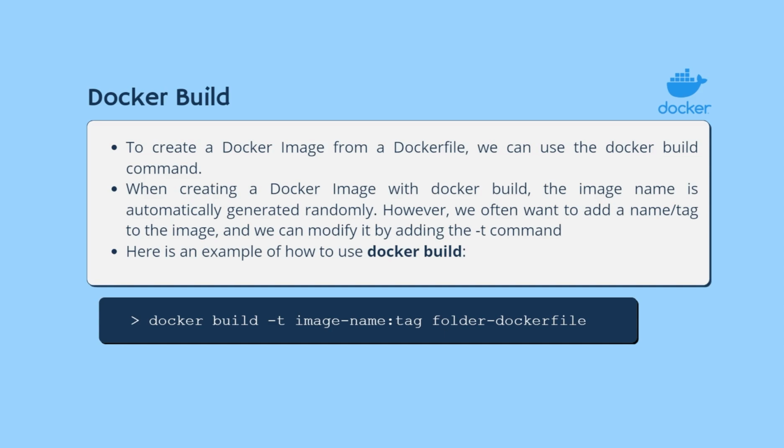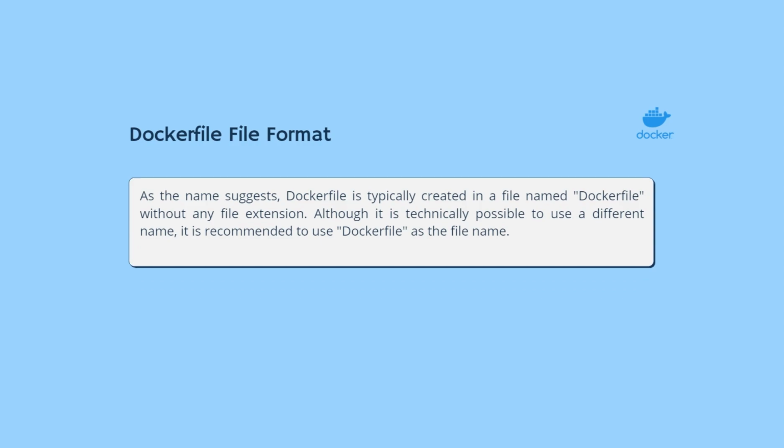When creating a Docker image with Docker Build, the image name is automatically generated randomly. However, we often want to add a name tag to the image, and we can modify it by adding the -t option. Here is an example of how to use it: docker build -t image-name:tag folder-with-Dockerfile. Dockerfile format. As the name suggests, Dockerfile is typically created in a file named Dockerfile without any file extension. Although it is technically possible to use a different name, it is recommended to use Dockerfile as the file name.